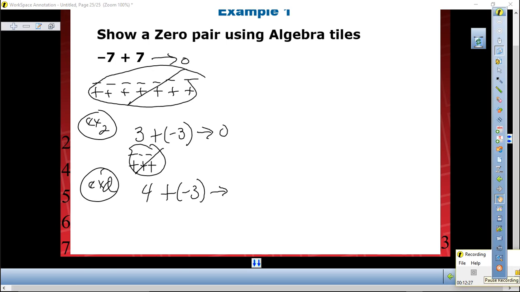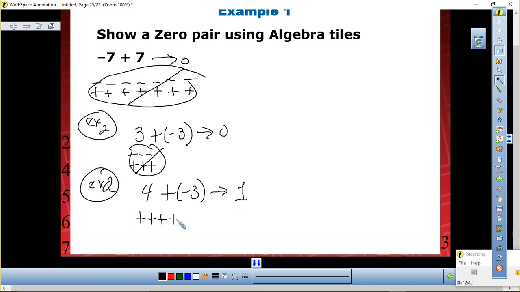Who got positive 1? Okay. Yeah, and it should look like you started with 1, 2, 3, 4 positives. Then you went to 3 negatives. You circle your 0 pair. Got rid of the 0 pair. And you're left with that. So now, what properties did we use, or what property did we use? Yeah. Additive inverse. Who saw the additive inverse?